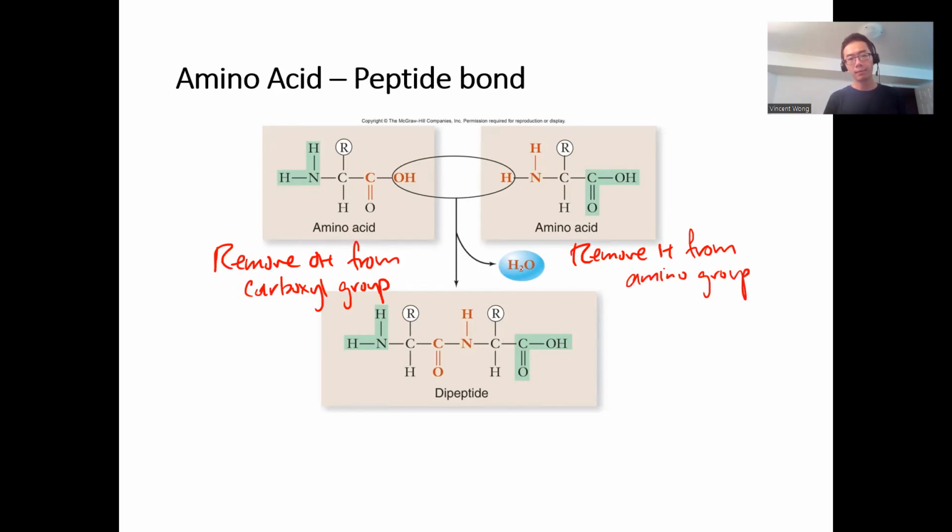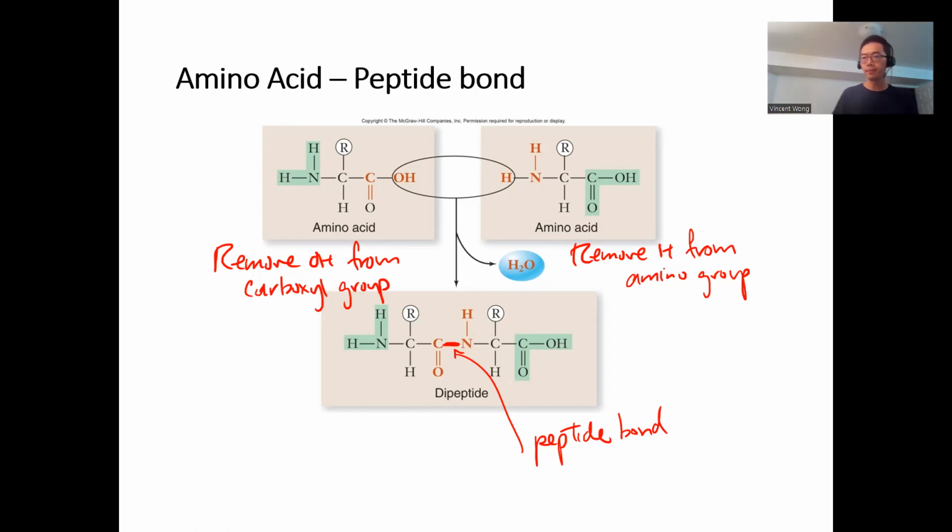And when you do that, you get your water molecule, right? You get your H2O. And you form a bond that connects them together. This bond is called a peptide bond. Right? So now you have a dipeptide. It's the same recurring concept, right? Like if you put two sugars together, you have a disaccharide. If you put two amino acids together, you have a dipeptide.